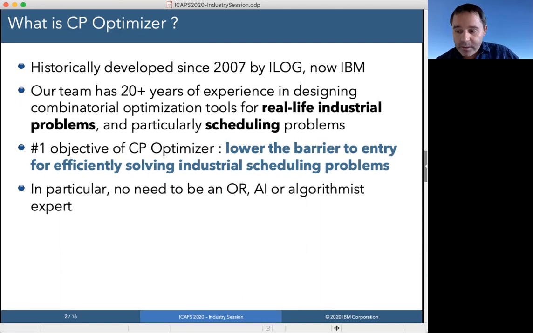But these tools were complex to use, and that's why we decided to develop a new tool, CP Optimizer, to make it easier for people with no particular background in artificial intelligence, constraint programming, or operations research to solve complex scheduling problems.